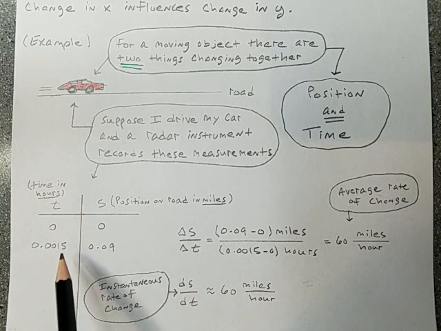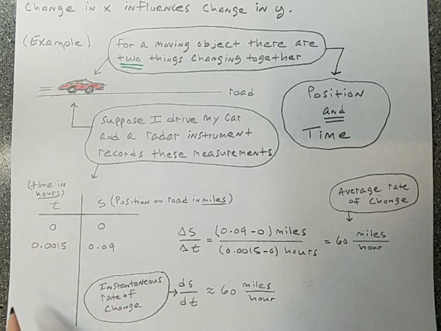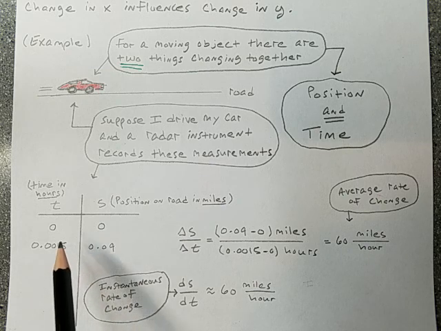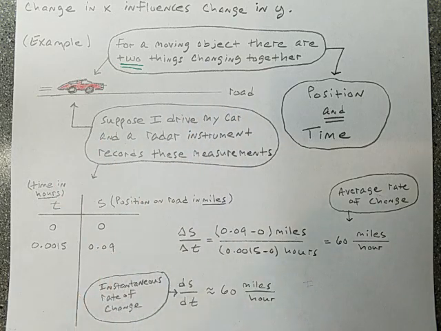And then at time 0.0015 hours later, so that's not a lot of time that passed, you've moved 9/100ths of a mile. So it took you 0.0015 hours to move 9/100ths of a mile. That's what our radar instrument recorded.